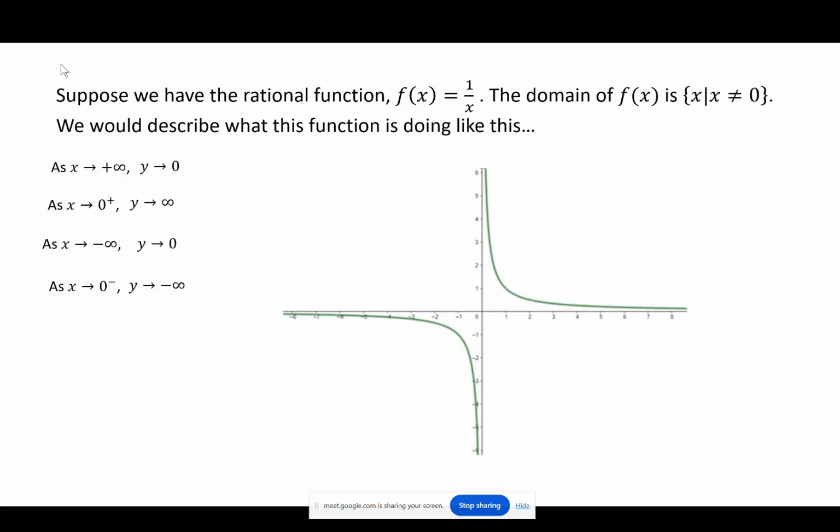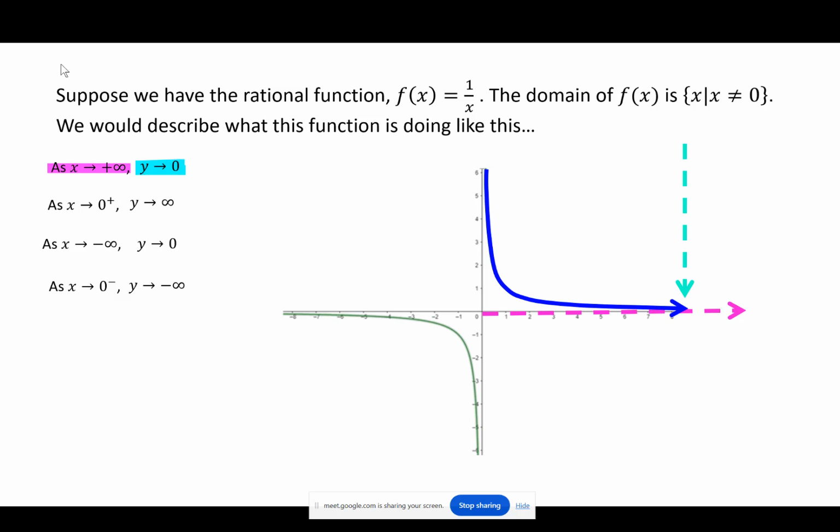So suppose we have a rational function, f of x equals 1 over x. The domain of that function is all x except for 0. And to describe what this function is doing, we could make these statements. As x approaches positive infinity, that is, as x gets bigger and bigger, going that way, y approaches 0. So you can see that the graph is coming down as x goes to the right. The graph is coming down and it is approaching the x-axis. So y is getting tinier and tinier, closer and closer to 0. That's what's happening to the function over there.